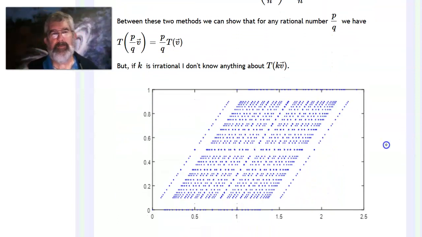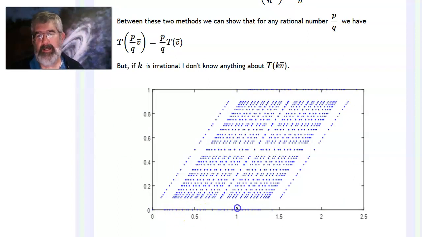So what I've done is I've assigned T of 1 to equal 1. So there's a little blue dot right there. Now, according to what I did up above, any rational multiple of 1, the homogeneity property is true. And so there's T of a half, and T of a third, and T of a quarter, and all these dots along this line right here. This happens to be the line y equals x, right? Because I assigned 1 to 1 and a half to a half.